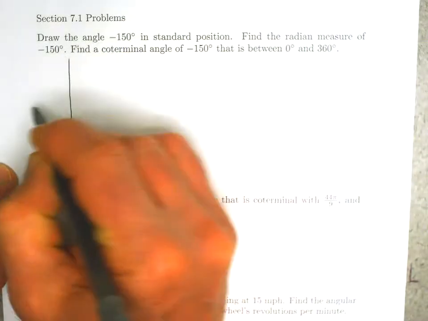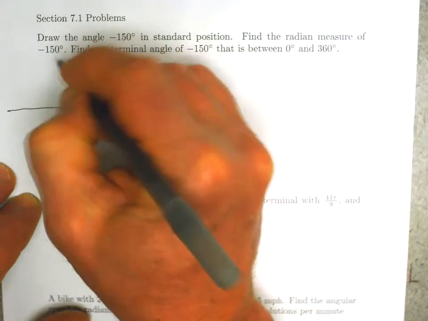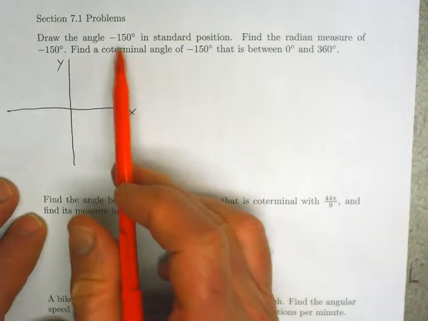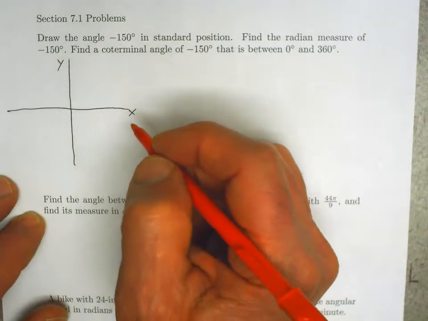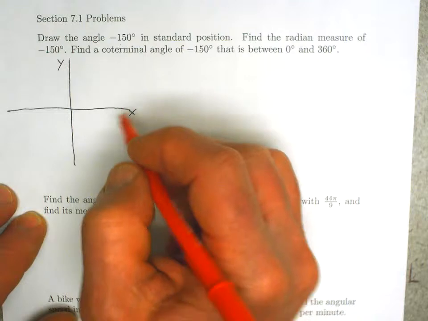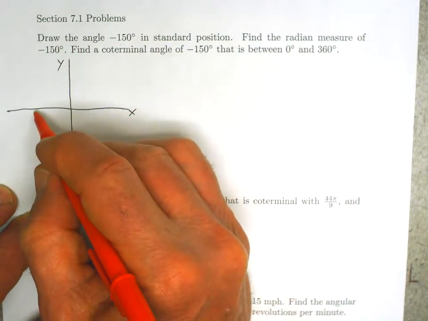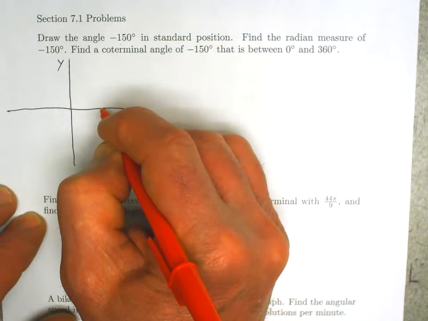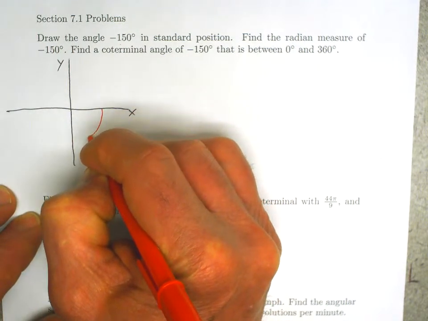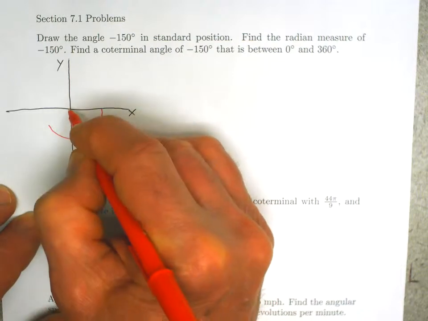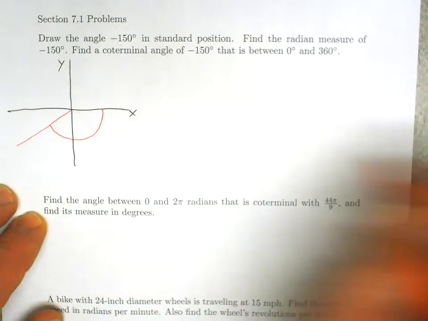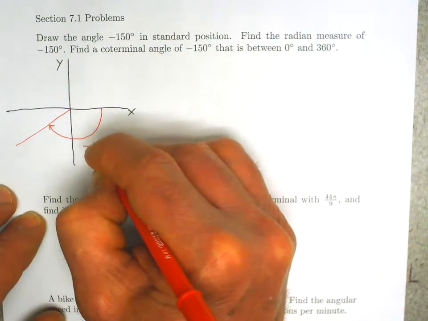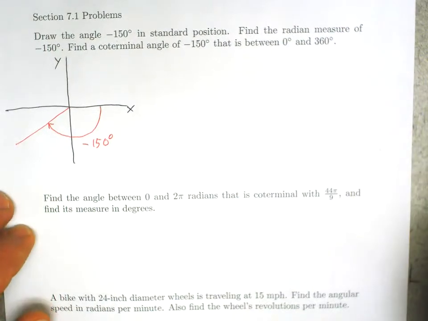Okay, so we'll sketch the XY plane. The angle is negative 150 degrees, so that means we move clockwise 150 degrees. So 1/2 of a rotation is 180 degrees. So moving clockwise, we're going to stop 30 degrees short of 1/2 of a revolution. So that's negative 150.